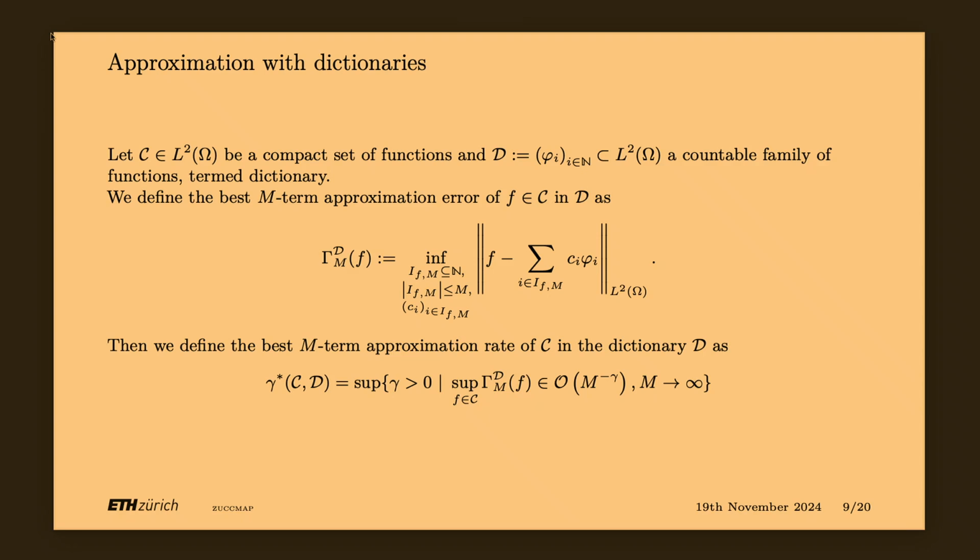It's just characterizing how fast the error goes to 0 as a power of m, essentially. But the way you can think of this exponent is that it's telling you how easy it is to approximate your function class C in the specific dictionary D that you can choose. So it's a measure of how easy it is to approximate your function class in a certain dictionary.